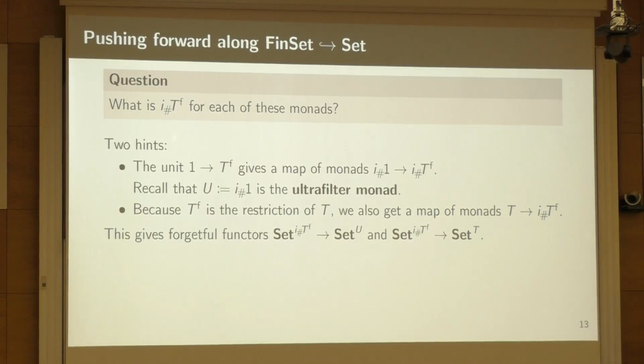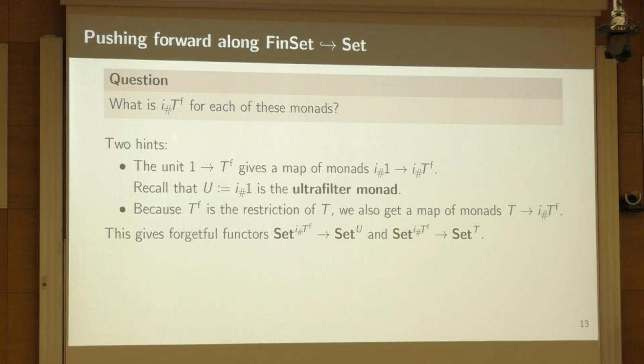So, two hints as to how to answer this question are the following. The unit of a monad is always a map of monads from the identity to the monad itself. And this push forward construction, when it exists for both sides of a map of monads, is functorial. So this gives us a map of monads from the push forward of the unit of the identity to the push forward of the monad. And if you remember, that's one of the examples I said before. This here is the codensity monad of the inclusion, which is the ultrafilter monad.